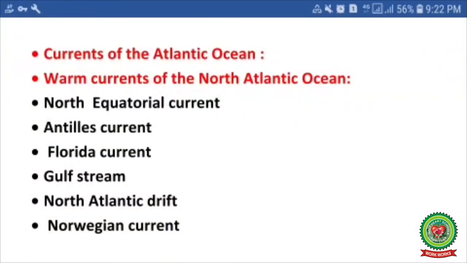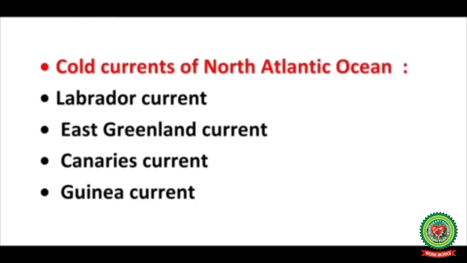Now, let's have a look at the list of the ocean currents of the Atlantic Ocean. First of all, we have the warm currents of the North Atlantic Ocean. They are North Equatorial Current, Antilles Current, Florida Current, the Gulf Stream, North Atlantic Drift, and the Norwegian Current. The cold currents of the North Atlantic Ocean are Labrador Current, East Greenland Current, Canaries Current, and Guinea Current, which is an extension of the Canary Current.